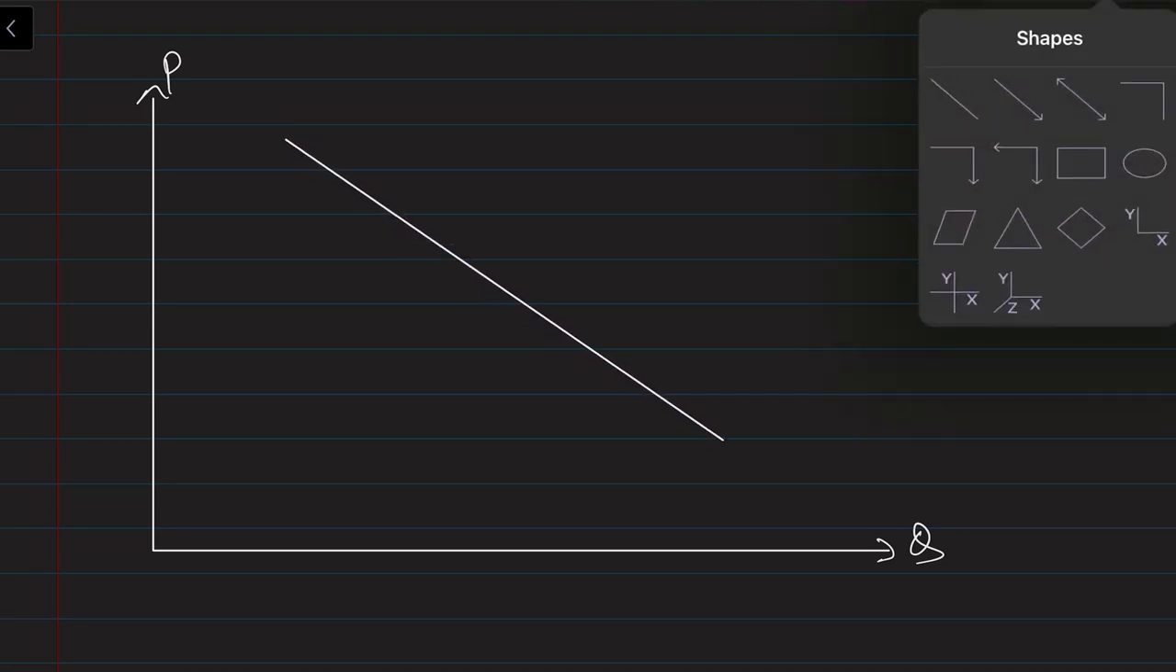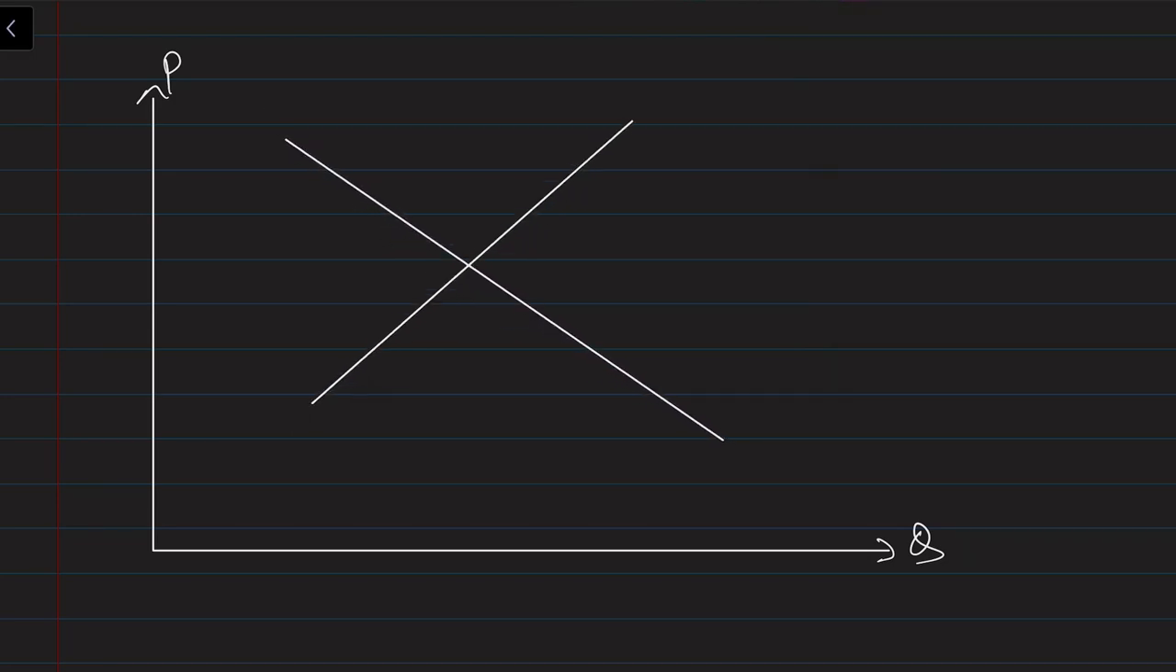This is the demand curve. This is the supply curve. Okay. So let's say this is our subsidy. And we call this subsidy wedge, similar to tax, we call this subsidy wedge.